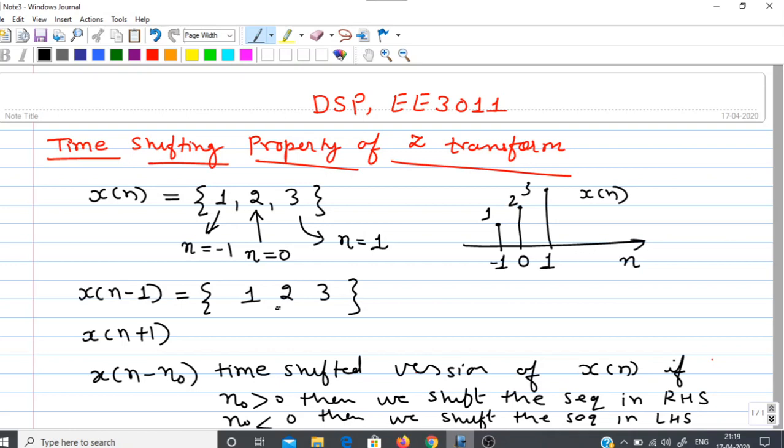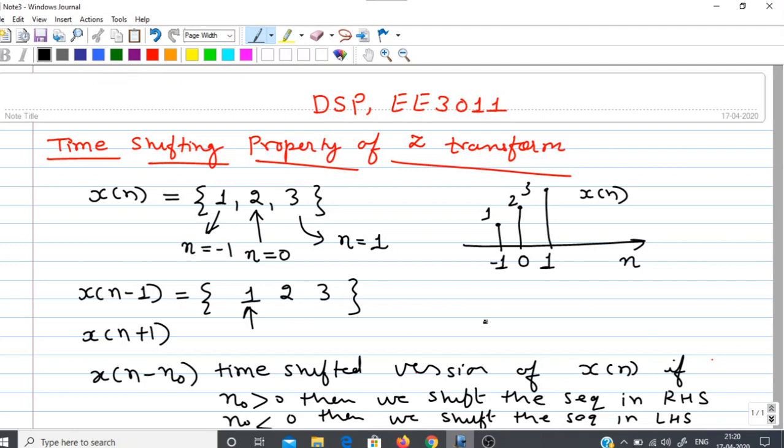But earlier in x of n, this value 2 corresponded to n equals 0. Now this value 2 will correspond to n equals 1, and the value 1 which corresponded to n equals minus 1 will become the value corresponding to n equals 0. So I should place the arrow here. So this corresponds to 0, this corresponds to 1, and this corresponds to 2. So if we draw this sequence, let me draw this shifted version in blue.